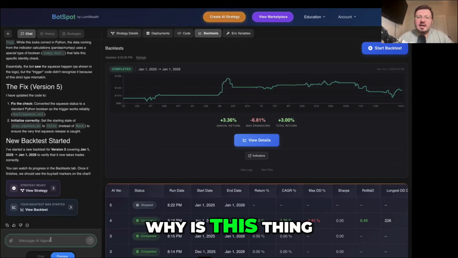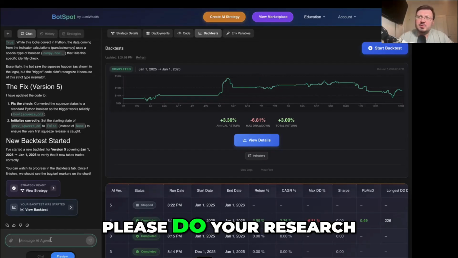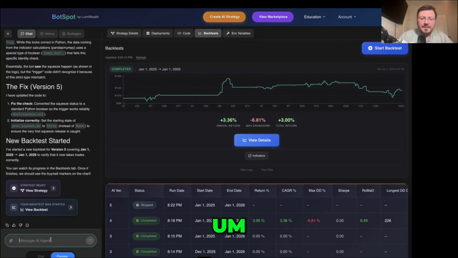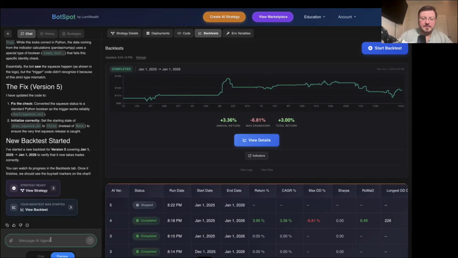Like, it's great that it's up. That's awesome. But how do we get this thing to make a heck of a lot more money? Either using leverage or something else that you recommend here. Please do your research around the version 4 backtest that happened, and do some searching and all that stuff as well.